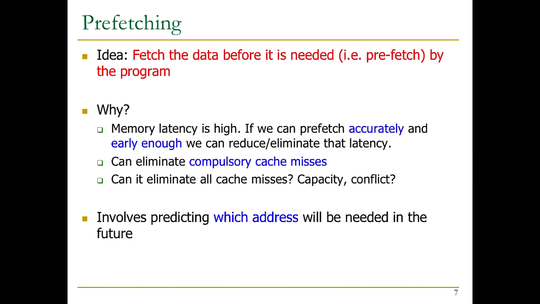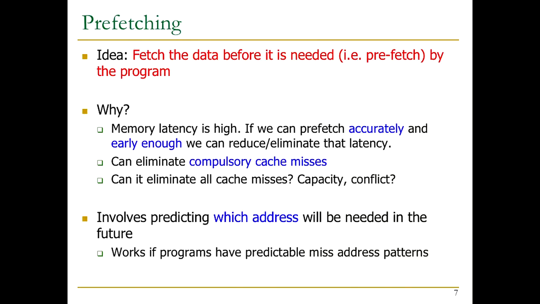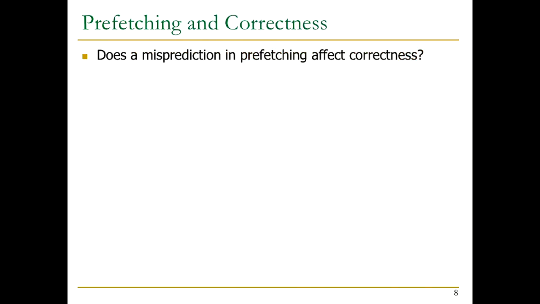So clearly, this involves predicting which address will be needed in the future. And this works if programs have predictable miss address patterns, especially with simpler prefetchers. What I described, Slipstream, is not implemented in existing systems because of its complexity, partially because there are a lot of research questions related to it also. But some other things where you have predictable miss address patterns are implemented in existing systems.